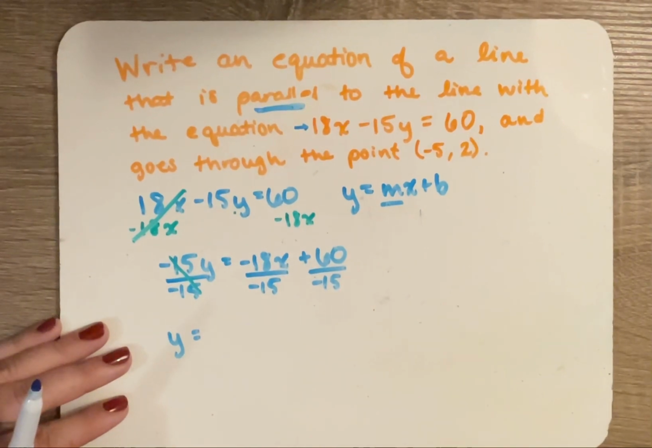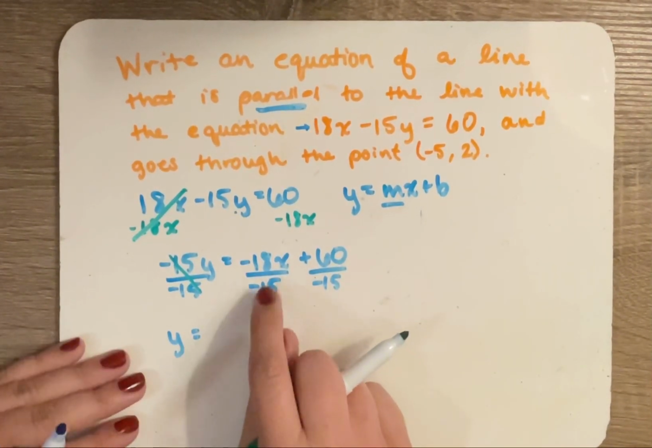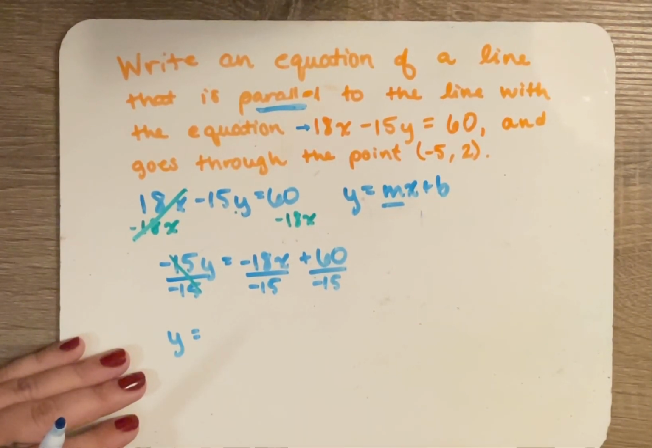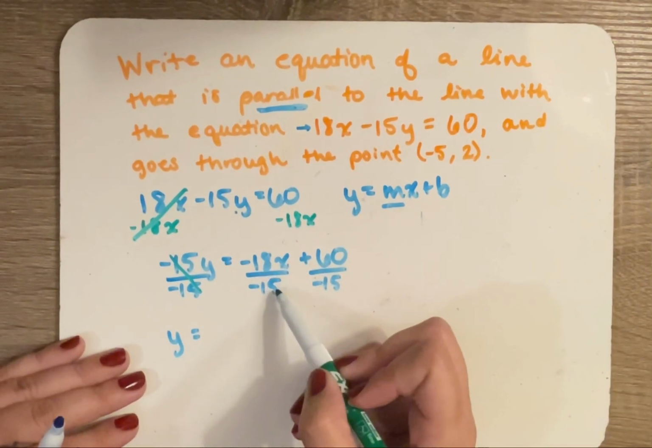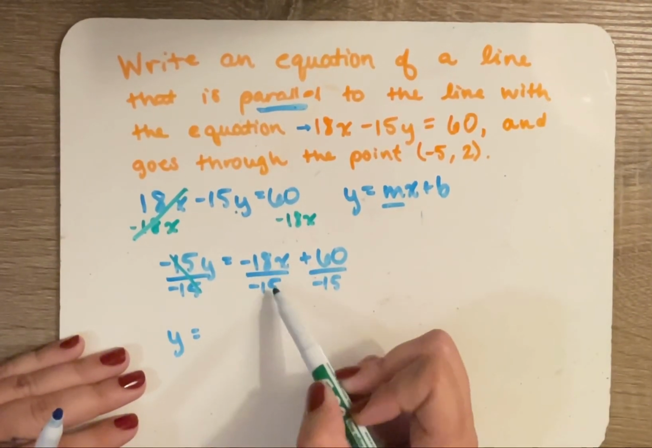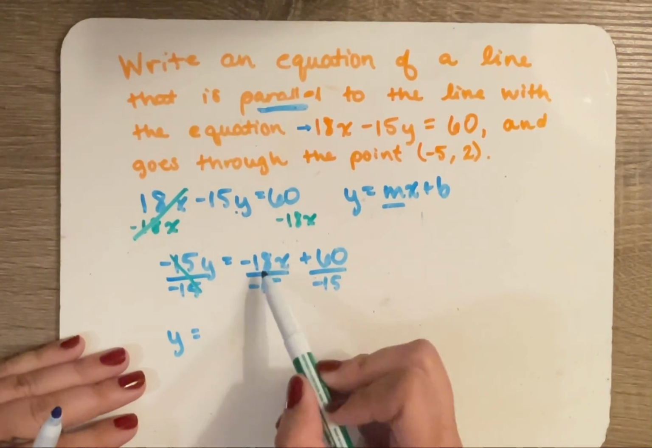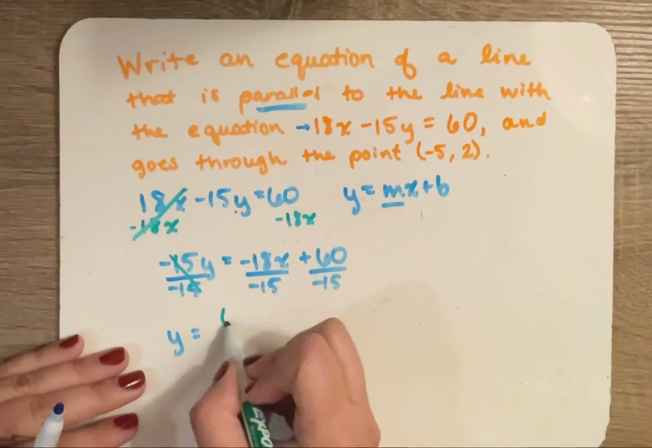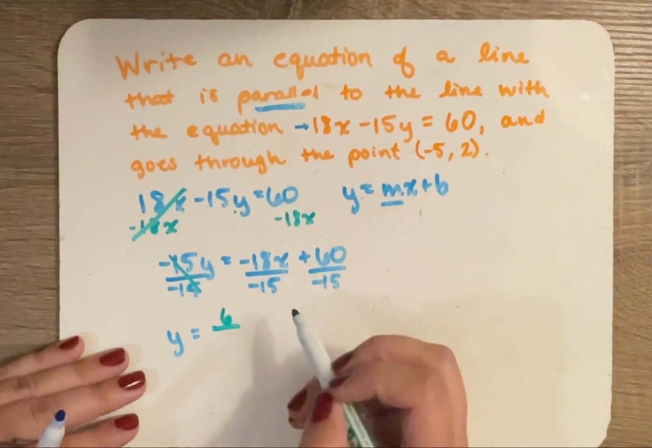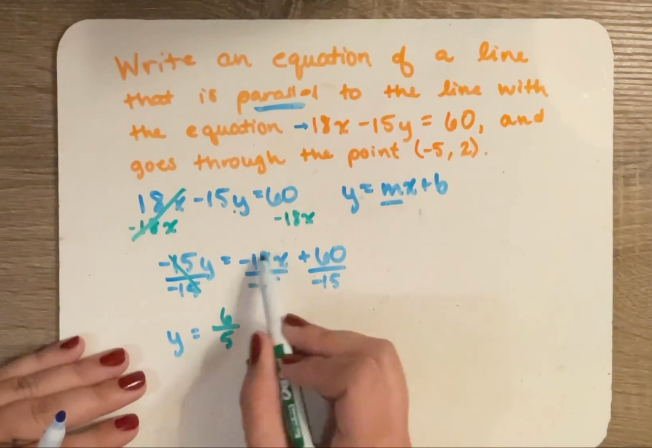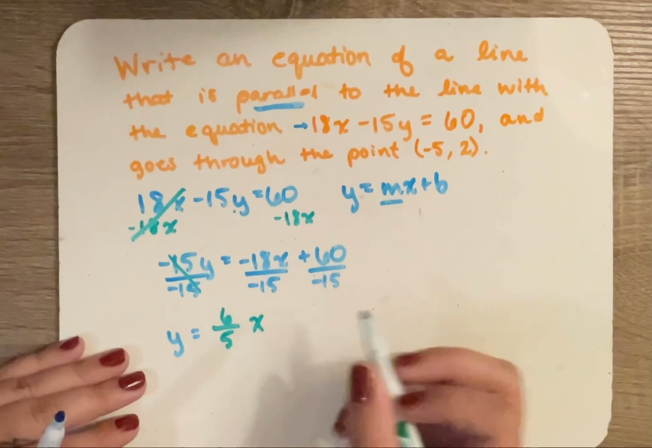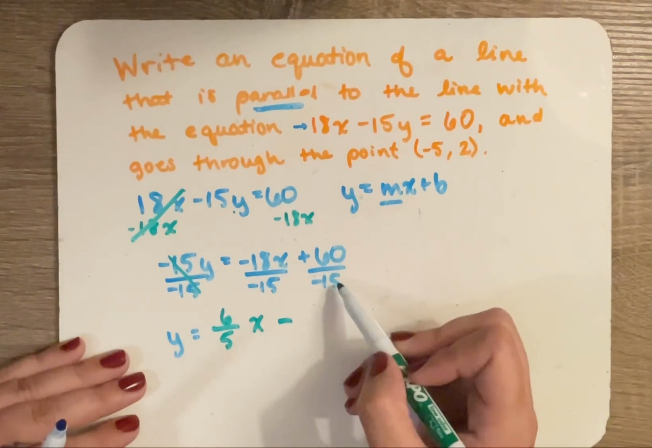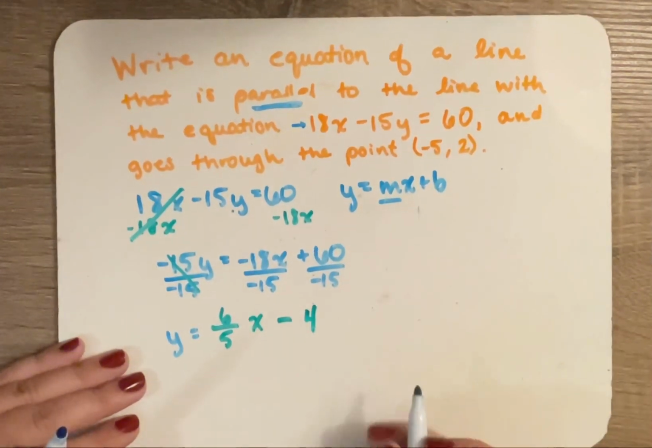-18 over -15. That's going to become a positive number, and I'm going to think about simplifying this fraction. Are there any common factors between 18 and 15? Yes, 3 is a factor of both of them. 18 divided by 3 is 6, meaning 3 goes into 18 6 times, and 3 goes into 15 5 times. So this simplifies to 6 over 5 x. 60 divided by -15 will be a negative number, and 15 goes into 60 exactly 4 times.